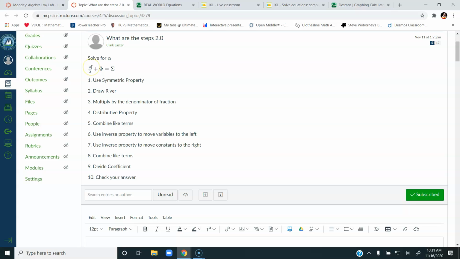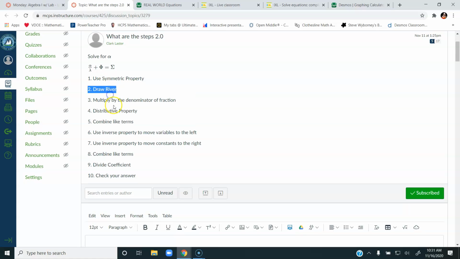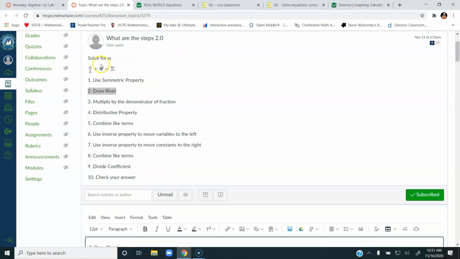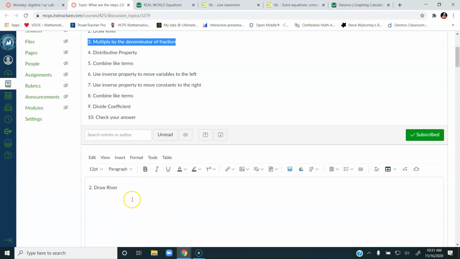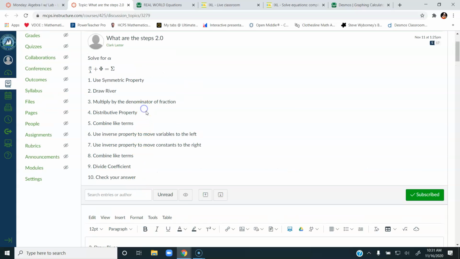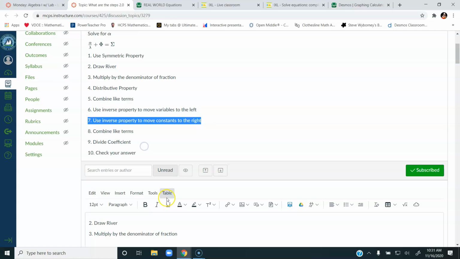So if I'm answering for A, the first thing that I'm going to do, if I look down, A, it's already on the left, so I don't need to do symmetric property. I'll probably draw a river, particularly if I was doing it by hand. Then there is a number in the denominator, so I'm going to multiply out the denominator. There's no distributing, no combining of terms, but I do want to move that inverse property. I want to use it, and I want to move this information over to the right side of the equation.